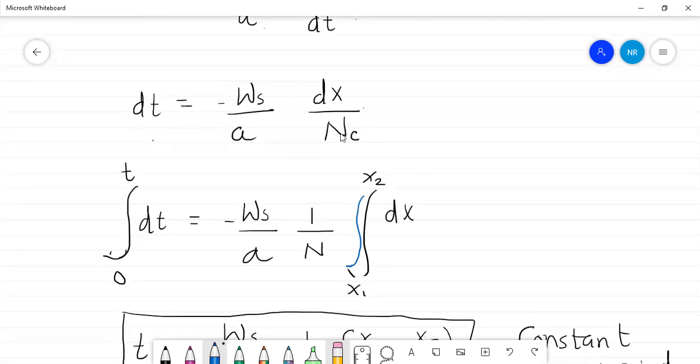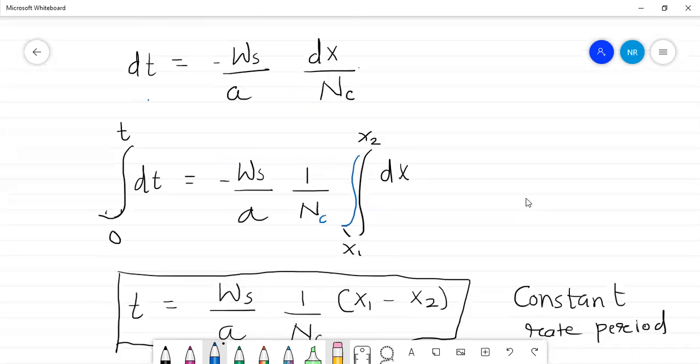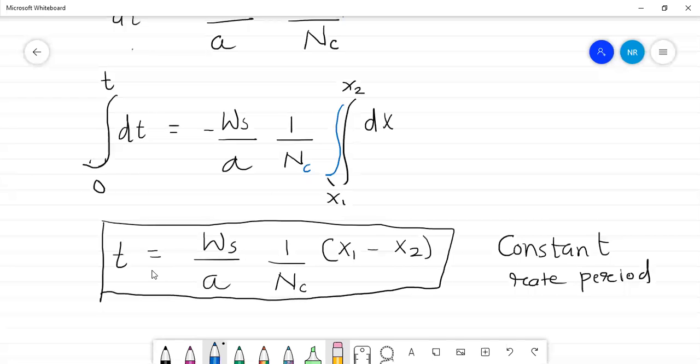Here N is a constant term. N, the rate of drying for the constant rate period, is fixed. So Nc will be taken out of the integration, and if I do the integration, finally we get t is equal to weight of solid divided by area, times X1 minus X2, divided by N, the rate of drying. So this is for the constant rate period.